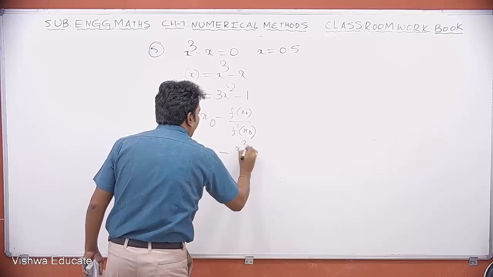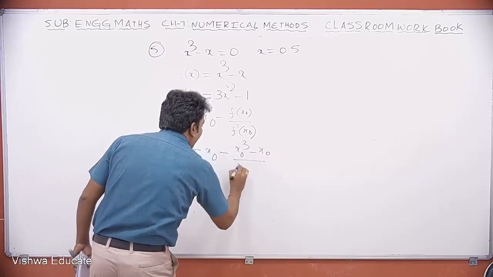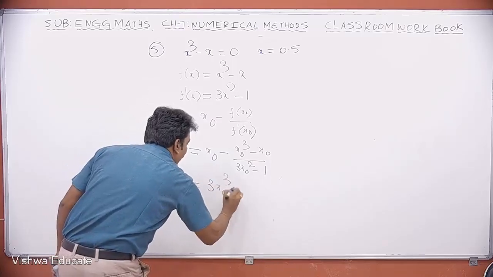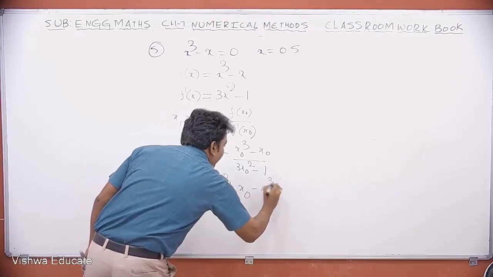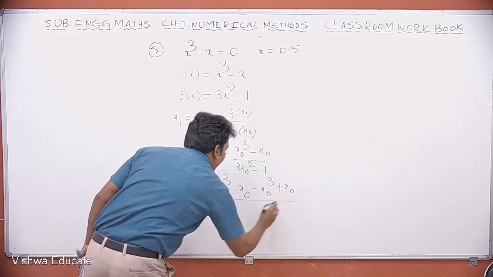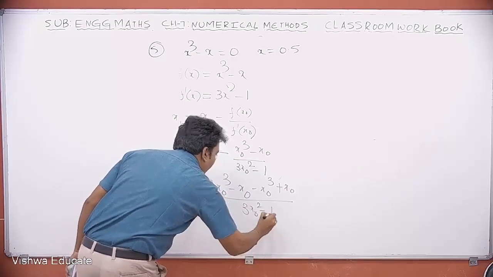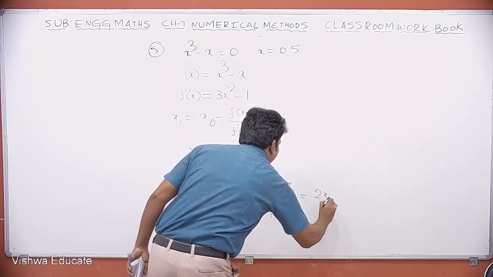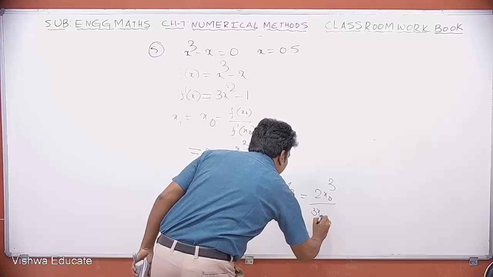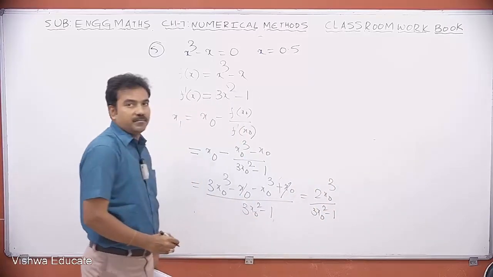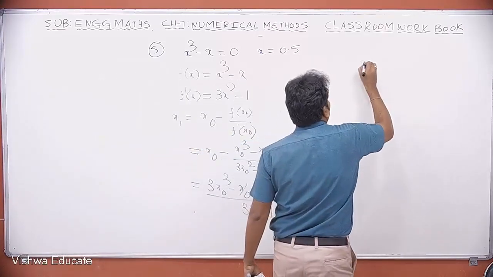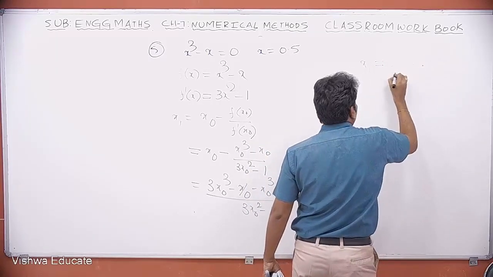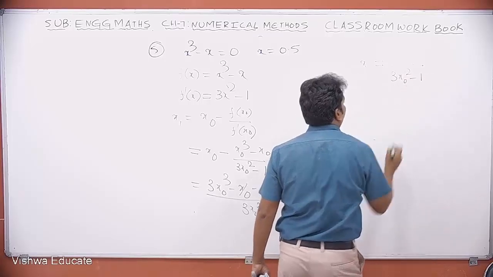So this is x naught cube minus x naught. The derivative is 3x naught square minus 1. So therefore this is 3x naught cube minus x1 minus x naught cube plus x naught divided by 3x naught square minus 1. This and this will be cancelled. So therefore this gives me 2x naught cube divided by 3x naught square minus 1. So this is my x1 value. It is 2x naught cube divided by 3x naught square minus 1.